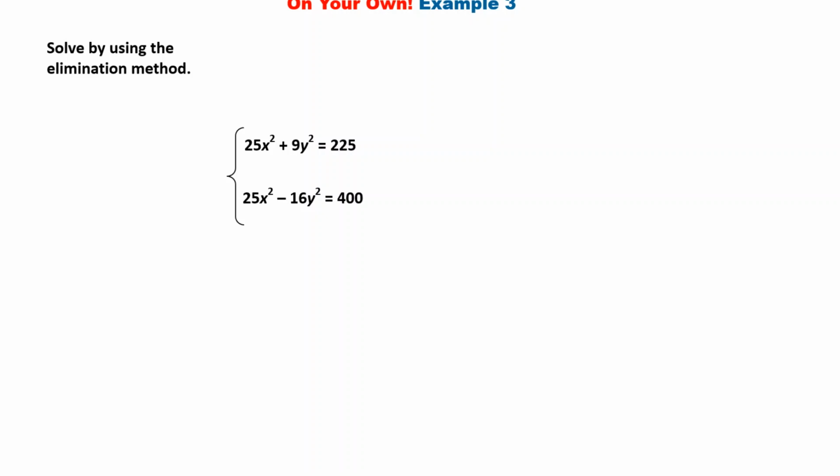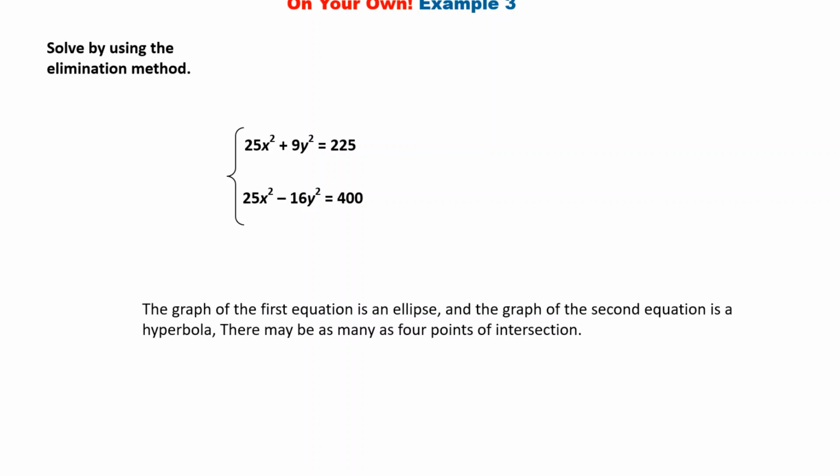All right, again, we're solving by the elimination method, and I can see easily that the graph of the first equation is an ellipse, and the graph of the second equation is a hyperbola, because notice it's minus. So that's going to be something potentially like that, and so we could have as many as 4 points of intersection.